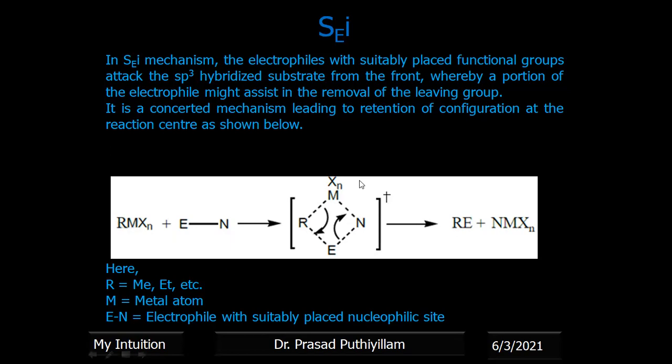As well as here, in the formation of the transition state, this T-type symbol represents that this is a transition state. That is a slow step. These two combine slowly to form this transition state. Once this transition state is formed, then immediately it gives the product.